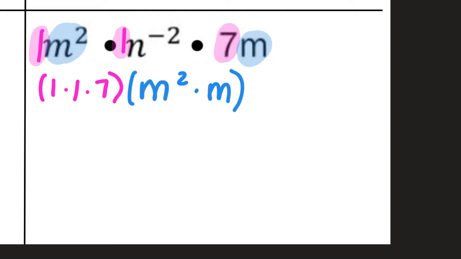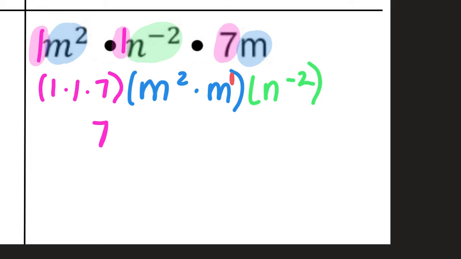So I can see that I have an n to the negative 2, and that's my only n, so this is going to be n to the negative 2. Now if I simplify, 1 times 1 times 7 is 7. For the middle part, I have to technically simplify. Since there is no exponent with the m, we can assume that it has an exponent of 1, which allows us not to write it.